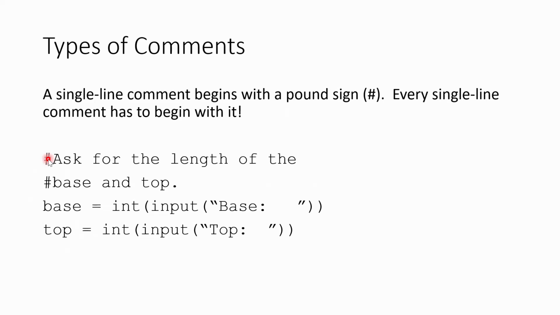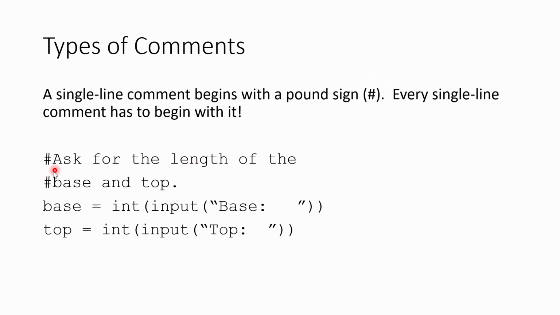That's when you want to mark only a single line. It begins with the pound sign, or those of you that call it the hashtag. The hashtag is for every single line. But the problem with the single line comment versus the block comment is that every single line comment has to begin with the pound sign.